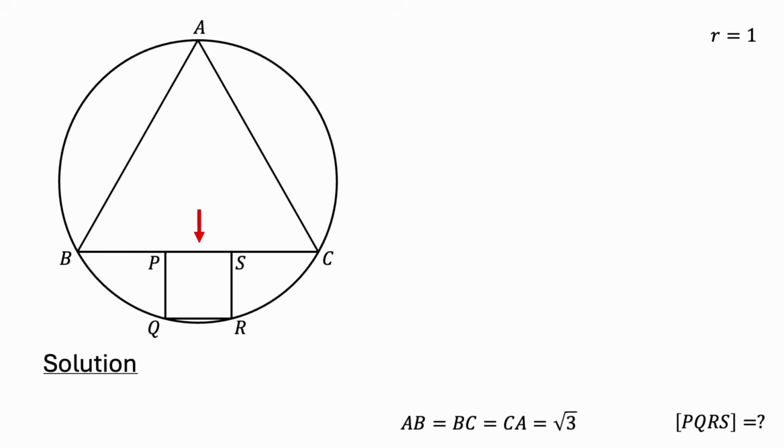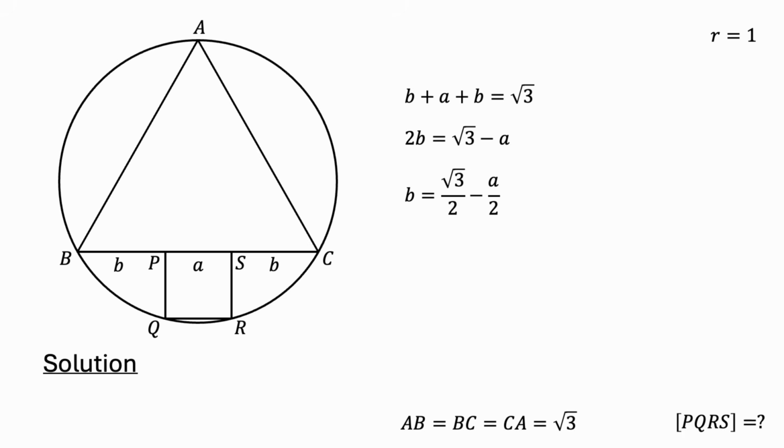Next, let us denote the side length of the square as a and the length of BP as b. Then by symmetry, the length of SC also equals b. Thus we have b plus a plus b equals square root 3, or 2b equals square root 3 minus a, giving us b equals square root 3 over 2 minus a over 2. Next, let us calculate PC, which equals a plus b, and thus equals a plus square root 3 over 2 minus a over 2, or square root 3 over 2 plus a over 2.